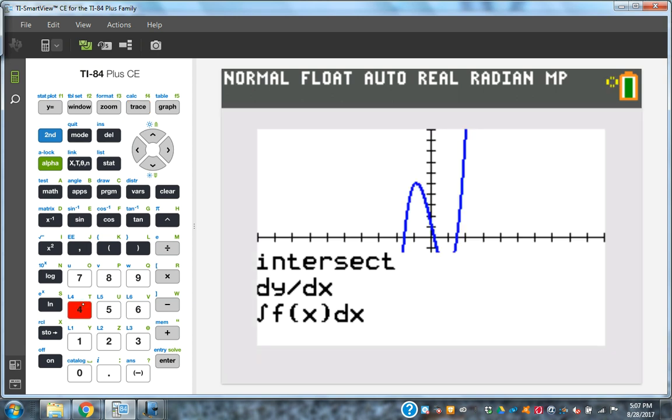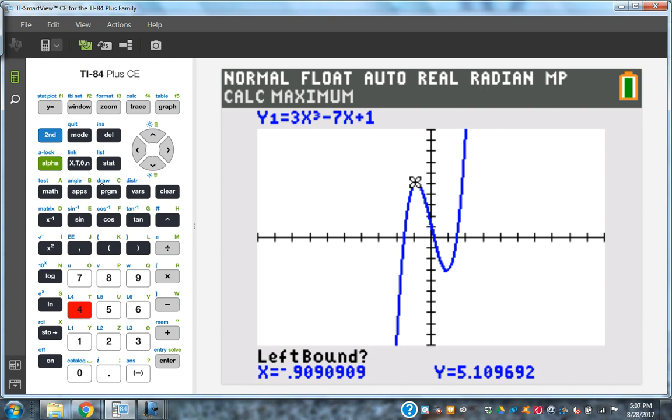So I'm going to get a maximum out of that. And it's going to ask for a left bound and a right bound. If it's asking for a left bound, that's to the left of that, so I just need to be to the left of that. So I'm going to move my little cursor until I know I'm to the left of where a local maximum would be. And I'm hitting enter. And then it asks for a right bound. So I'm going to move to the right of where that is, just making sure I'm to the right of it, and then hit enter. And then it says guess. Well, you probably want to get close to that so it doesn't confuse itself. So I'm just going to get close. That's where we thought it was a while ago. And then I'm going to hit enter.